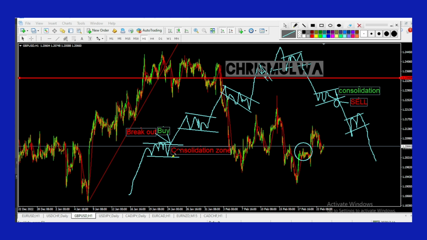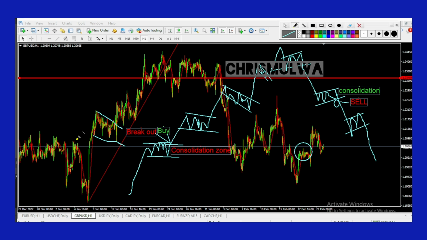There is a lot of noise in consolidation areas, so do not take consolidations as support and resistance and start trading somewhere like here. Start placing your trades somewhere like here in the market. You do not have to place a trade.